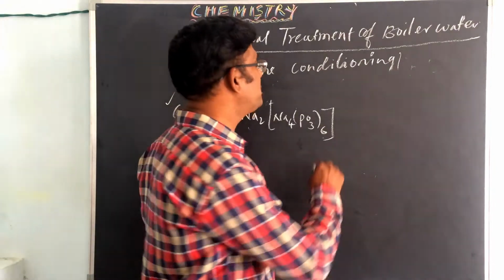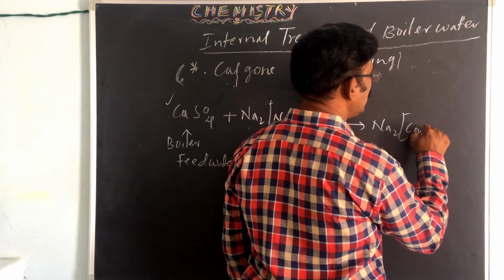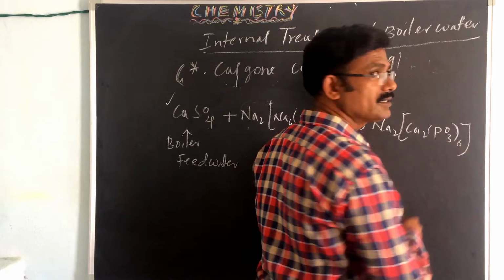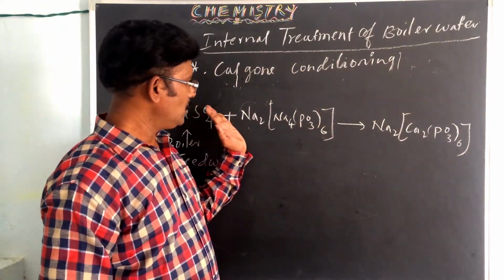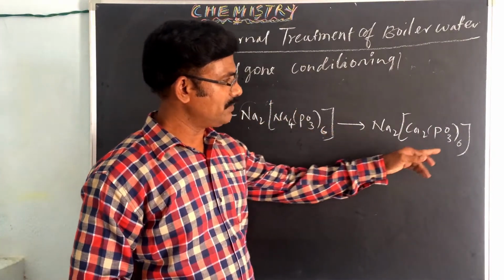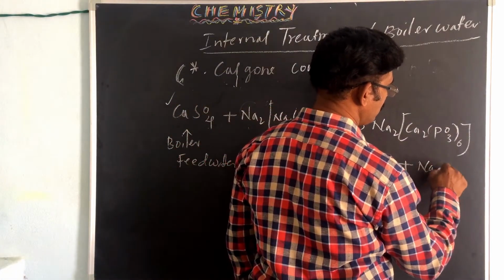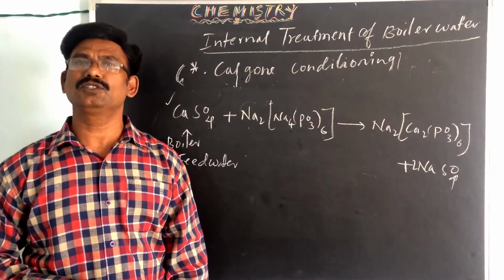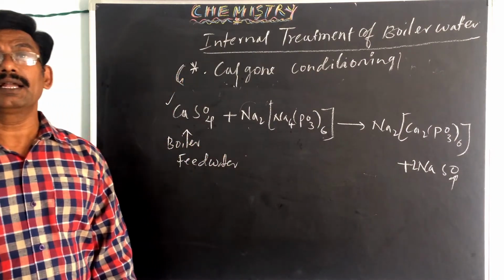That is Na2 Ca2 PO3 taken 6 times. Calcium is taken out from here. So this compound has taken the calcium: sodium calcium hexametaphosphate plus sodium sulfate. So this is the Calgon conditioning.